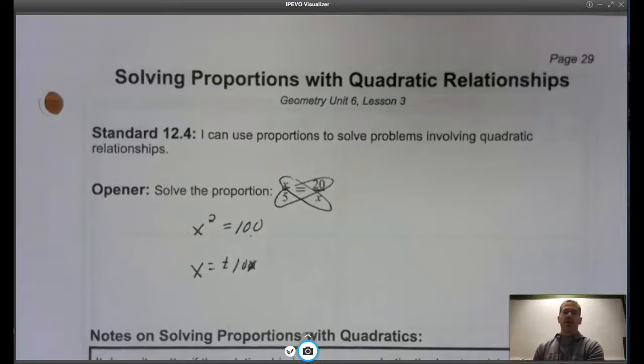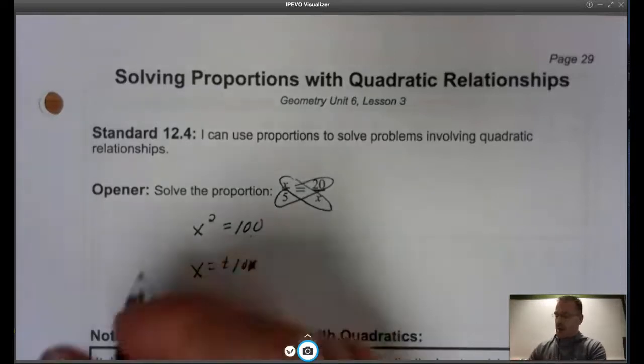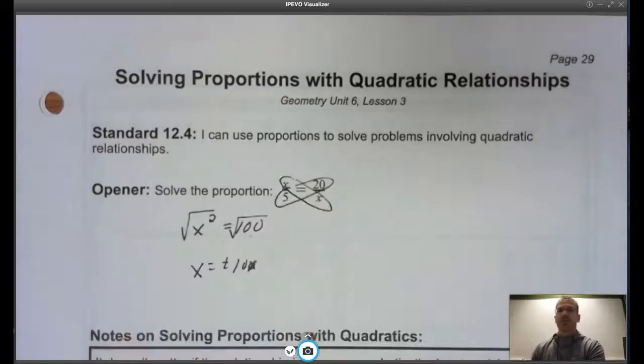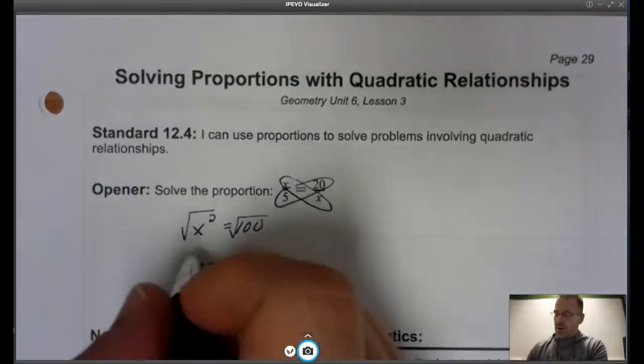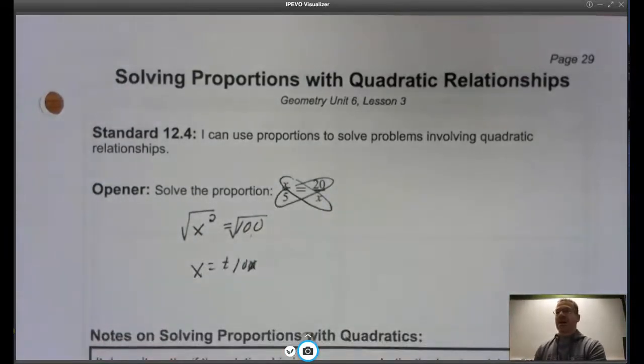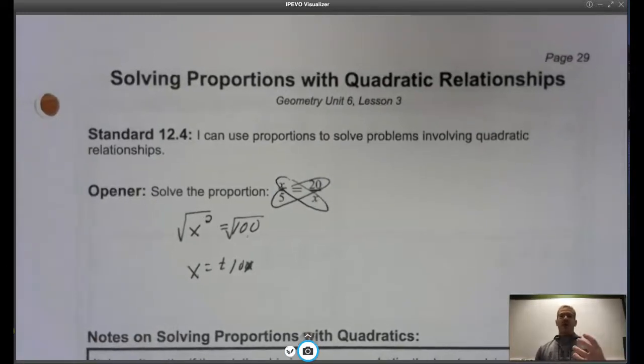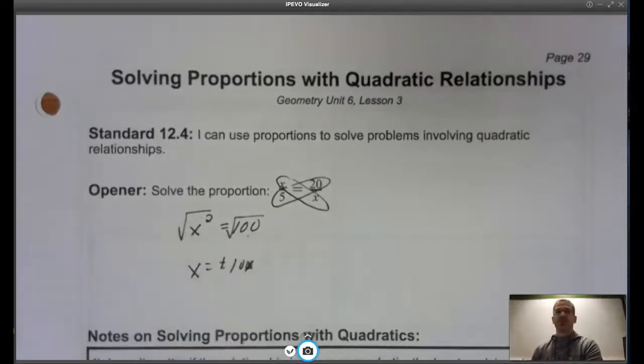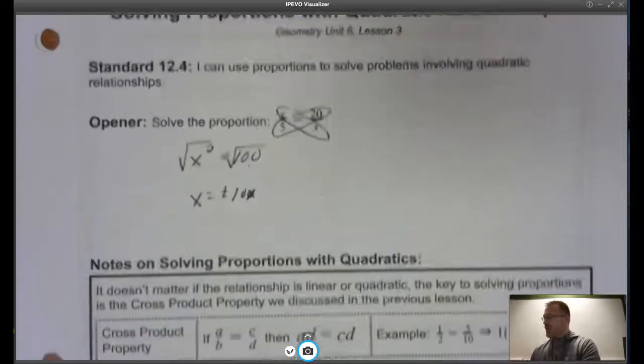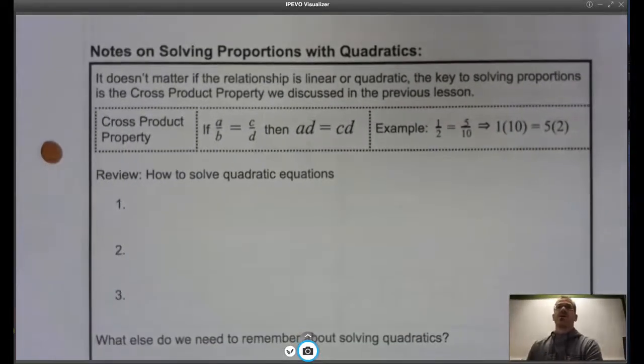The other thing would be to take the square root of both sides. So take the square root on your calculator, and you would also get 10. Your calculator only gives you the positive root, so you have to be aware that there's another solution here, which would be negative 10. So just a quick refresher on solving quadratics, and we say this is solving with square roots. Now, let's look down here, notes on solving proportions with quadratics.